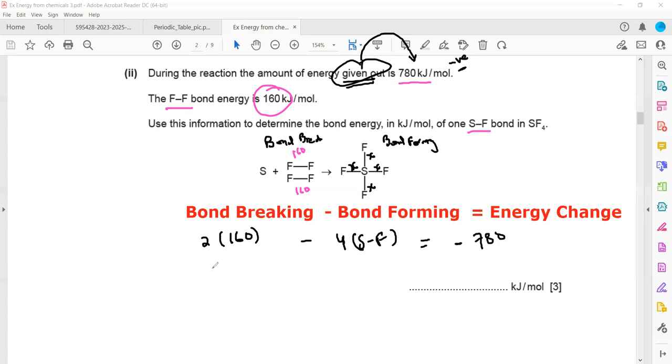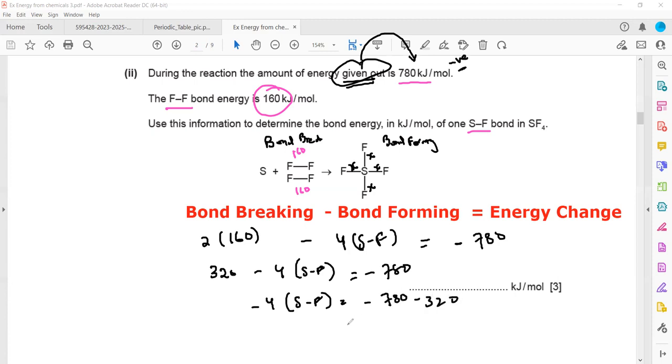So 2 multiplied by 160 is 320, minus 4 SF equals minus 780. This 320 is positive, so when it moves to the other side, it becomes negative. So 4 SF bonds equal minus 780 minus 320. Minus 780 minus 320 sums to minus 1100. So minus 1100 equals 4 times SF.